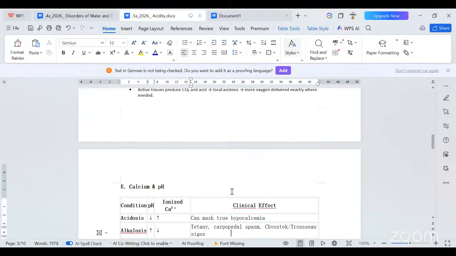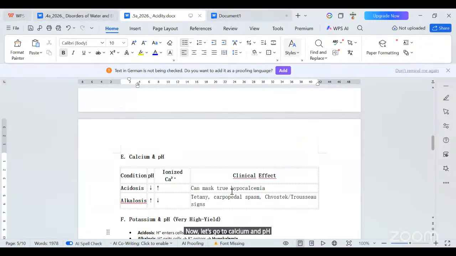Now let's go to calcium and pH. Acidosis and alkalosis. Acidosis happens when the blood pH is low and there is an increase in calcium. Alkalosis is when the blood pH is high and there's a decrease in calcium.